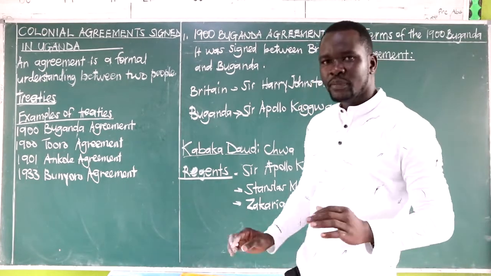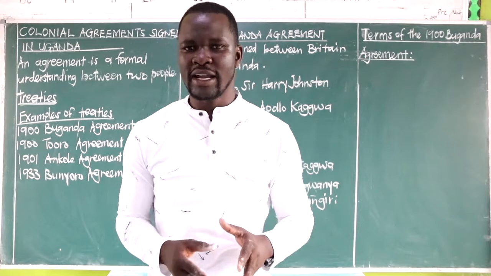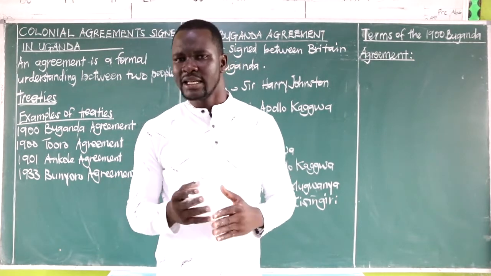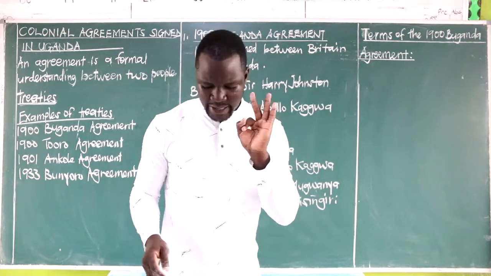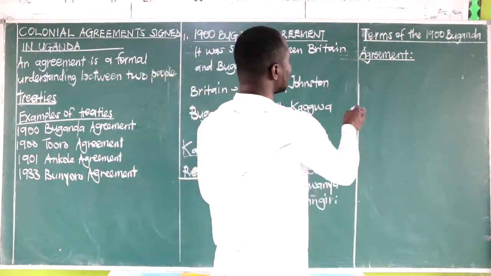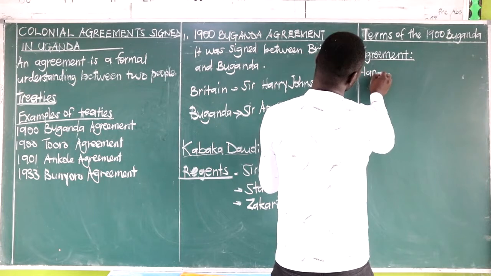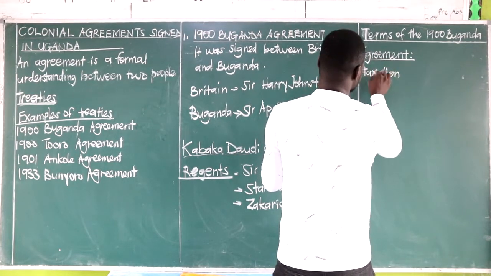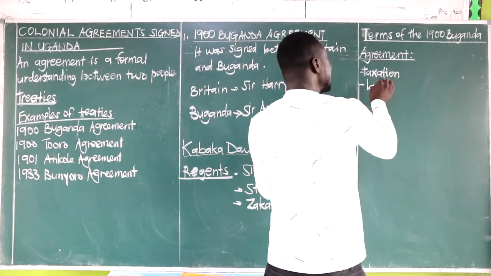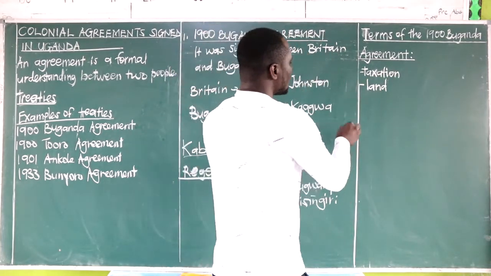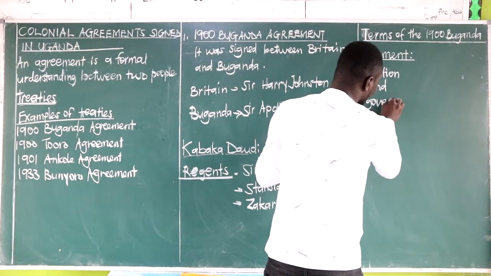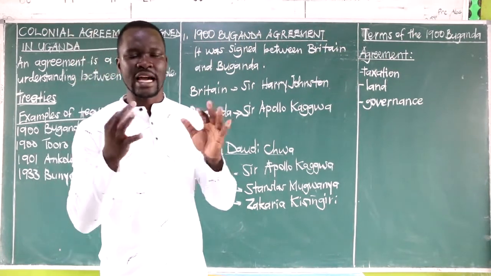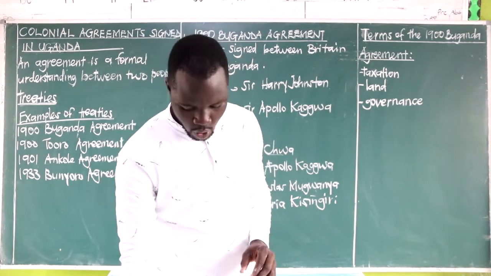Now, the terms of the 1900 Uganda Agreement. We are now going to look at the provisions, the things that they had to agree on. We are going to have mainly 3 of them. The first one is an issue on taxation, that is on tax. Then there was an issue on land. Then they had to agree on governance. We are going to get 3 issues that they discussed or agreed upon in that 1900 Uganda Agreement.